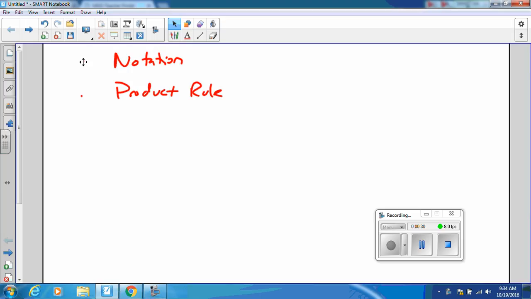Will the product rule be on the quiz tomorrow? No. It's going to be derivative rules up through power. Derivative rules up through power. And is the quiz like one page? Yeah. It's going to be fairly short and sweet.